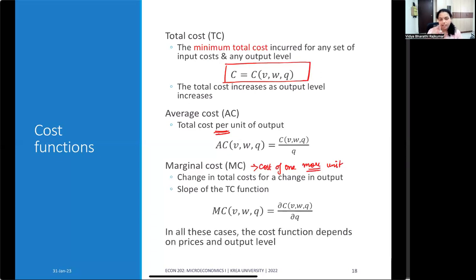Now, notice that in all these three cases, whether we wrote down the total cost or the average cost or the marginal cost function, in all three scenarios, our costs depend on the level of the output Q, as well as the two prices V and W. Now let's look at some cost functions graphically and get acquainted with that.